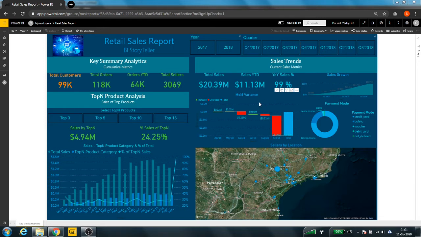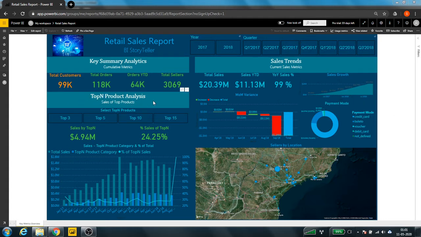And then we also have down here the month-on-month variation in sales, right? So you have a nice waterfall chart over there showing you the increase or the decrease in the sales revenue for this company month on month. And we have a donut chart here which breaks down all the payment modes, whether it was a credit card, a voucher, or a debit card. So you can see that information there.